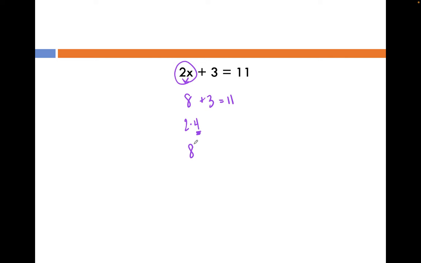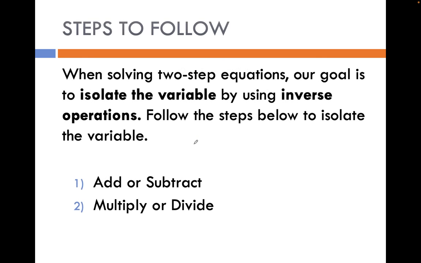Let's talk about how we can show this like we were showing our work in the one-step equations. When you are solving a two-step equation, we are working backwards, given the answer, to find a missing variable. Therefore, we reverse the order of operations, which means we are going to add or subtract first, and then multiply or divide second.